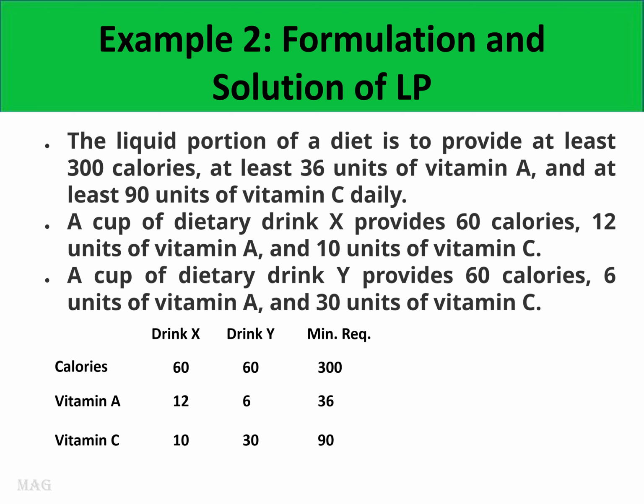To create the constraints, then the total number of calories would be 60 times X plus 60 times Y, and it should be at least 300, which means it should be greater than or equal to 300. For vitamin A, the total number of units will be 12 times X plus 6 times Y, which is at least 36 units. And for vitamin C, the total would be 10 times X plus 30 times Y, which is at least 90. And then we have the non-negativity constraints, which states that X and Y are both greater than or equal to 0.